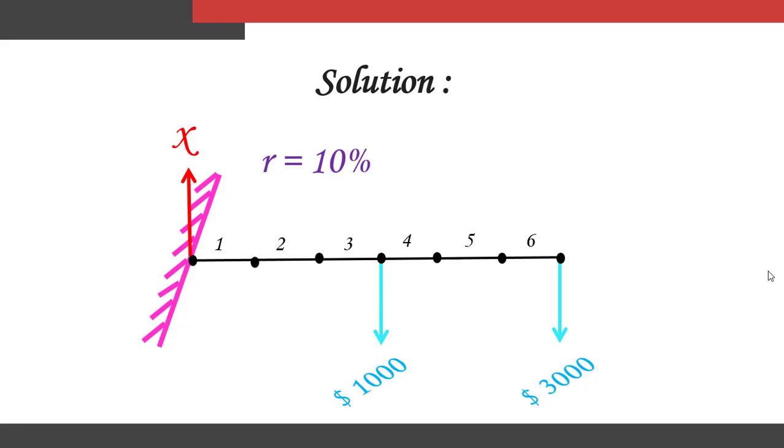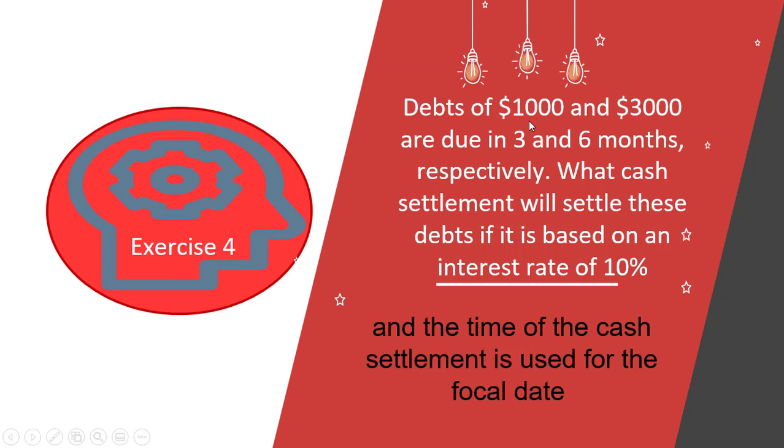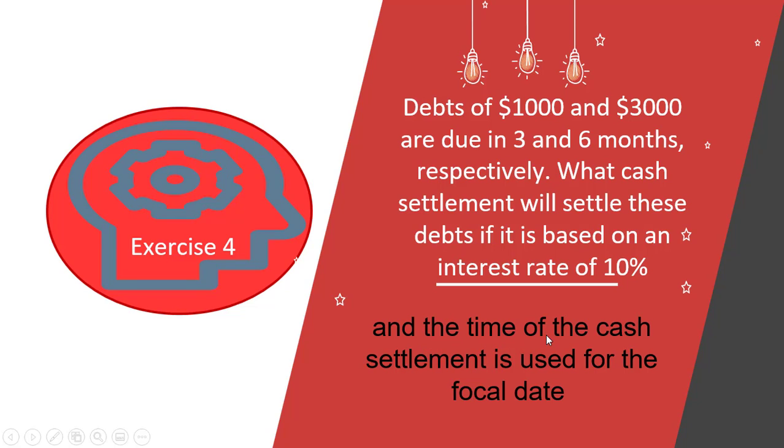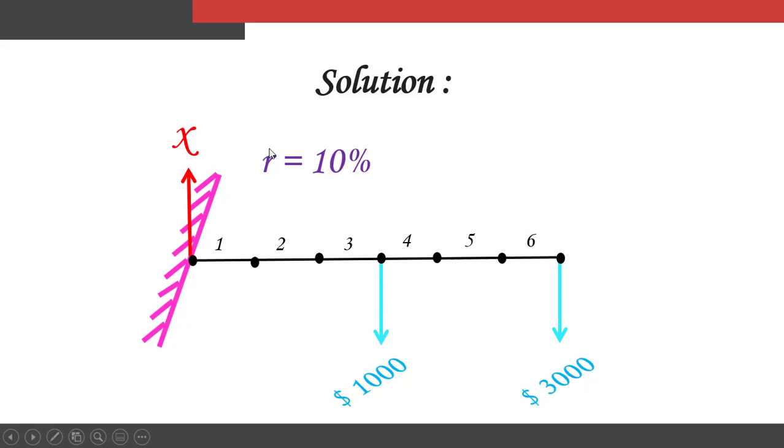Let's draw the time diagram. $1,000 after 3 months, $3,000 after 6 months. And for the focal date, the time of cash settlement is used for the focal date, so we will use now for the focal date.